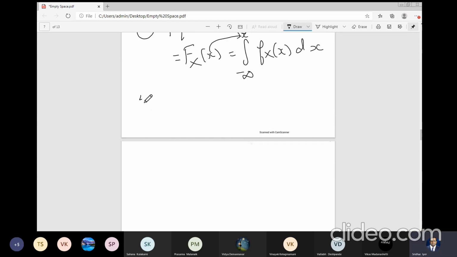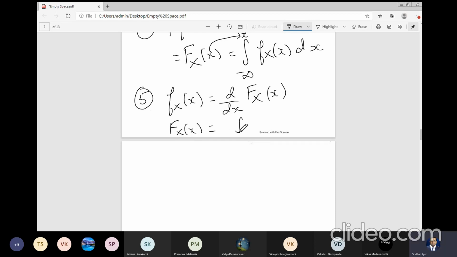The next property is something which we have already written. fx of x is the derivative of the cumulative distribution function, and vice versa, that is, Fx of x, the CDF, is the integral from minus infinity to x of fx of x dx. So this is not a property, this is something which we had done already.